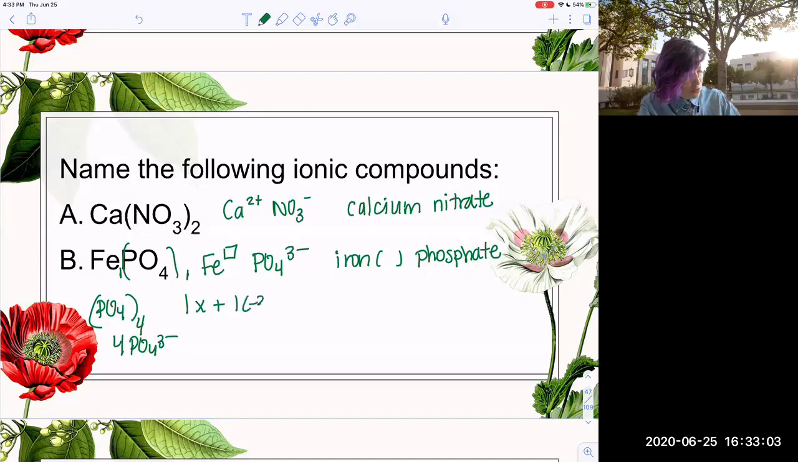One thing I do know is -3 has to equal 0. So my iron has to be +3. So that's iron 3 phosphate. I know, it's a lot. You will do so much practice with this. You're going to be perfect experts by the time we're done.